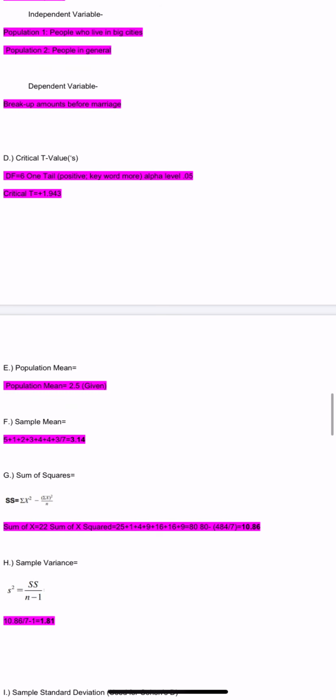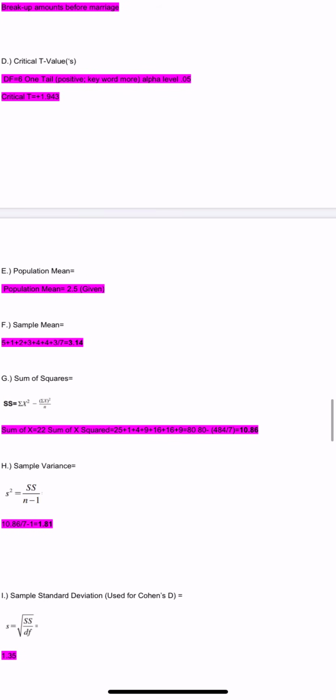So the critical t value, right? We know the degrees of freedom is 6 because 7 minus 1 is 6. It's one-tailed, on the positive side, with the alpha level of 0.05. So you go to 0.05, one-tailed, degrees of freedom of 6 on the t chart, and you will get 1.943. And since we're looking for more, it'd be a positive 1.943.